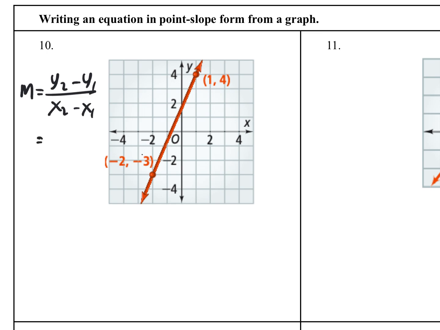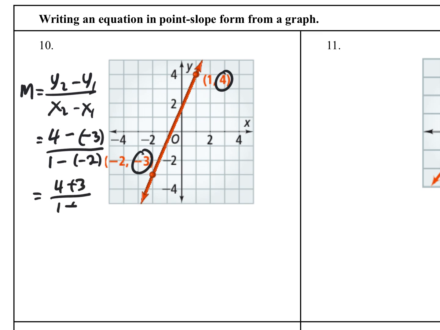Okay, our y2 is going to be this one. This is going to be our y1. So that's going to be 4 minus negative 3 all over 1 minus negative 2. Okay, that's going to give you 4 plus 3, and this is going to be 1 plus 2. This is going to give you 7 over 2. Okay, so the slope is 7 over 2.